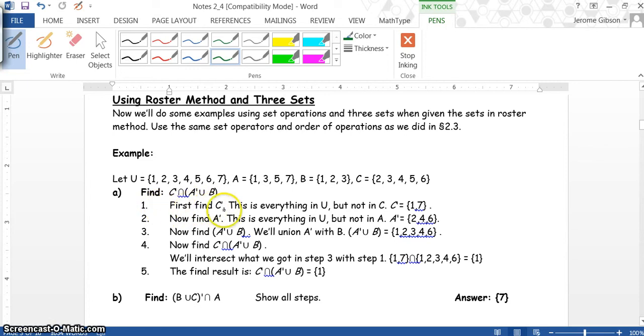Now, first find the complement of C. This is everything in the universal set, but not in C. C complement is equal to 1, 7. It says here, there's one thing missing here. It should be C complement is equal to 1, 7.